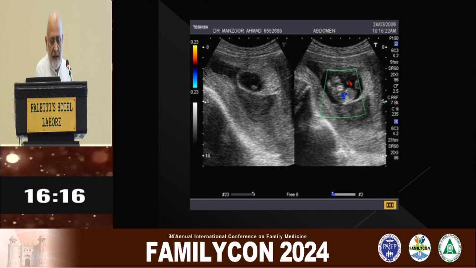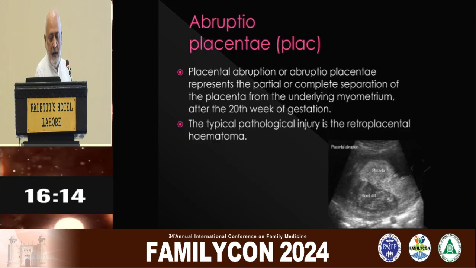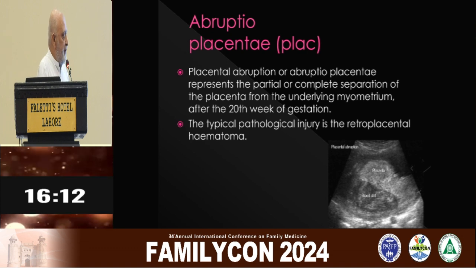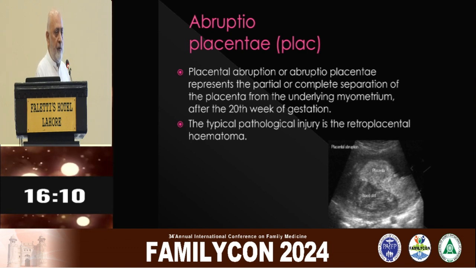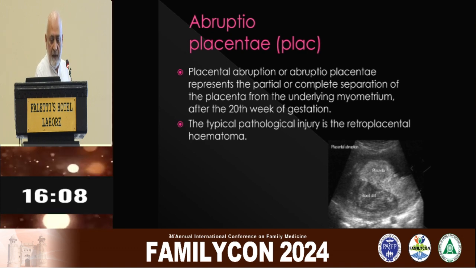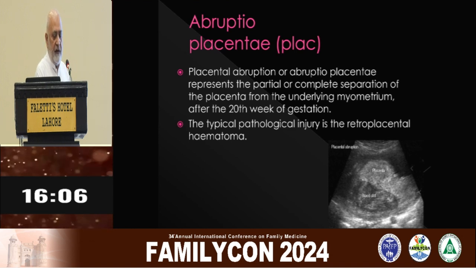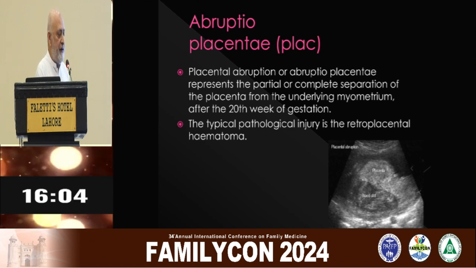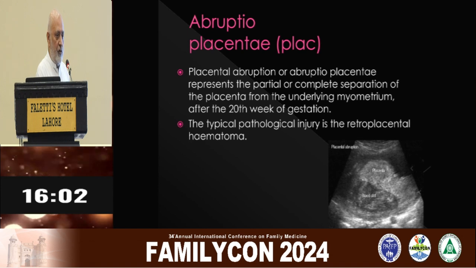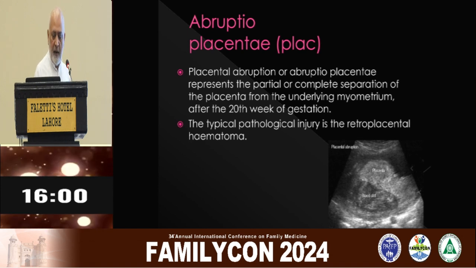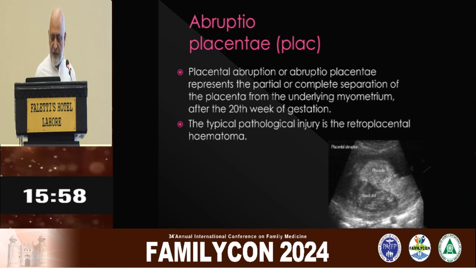Abruptio placenta is the abruption of the placenta, and it may either be complete or partial, and abruptio placenta is labeled when the pregnancy is more than 20 weeks of gestation. Before 20 weeks, it is subchorionic hematoma, and later on it is labeled as abruptio placenta. The typical pathological injury is the retroplacental hematoma.